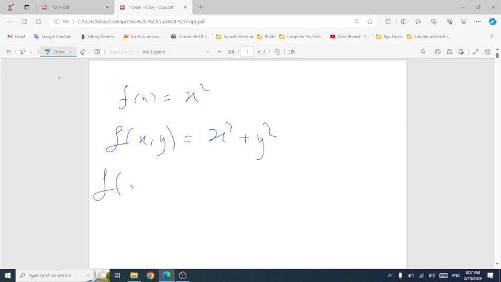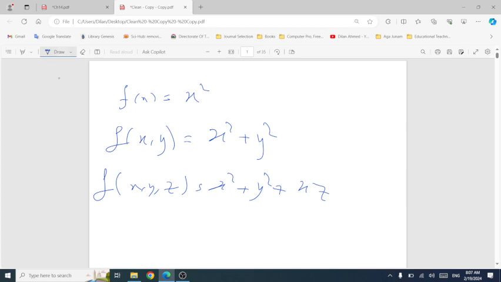Sometimes your function will contain f of x, y, z. For example, you have x squared, y squared, xz. Okay, dear? So it depends on the situation that we have. This is about chapter 14, and we are going to talk about equality, domain, derivative, and whatever we have.